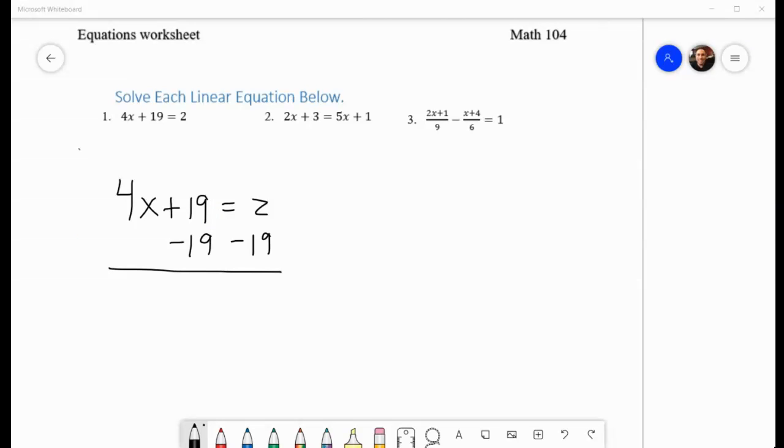Then, well, uh-oh, wrong button. There we go. So then when we do that, right, the 19s here cancel. We get 4 times x is minus 17. Now, are we done yet? Well, not quite. We're getting there, though. What do we want to do next? Well, what we want to do is divide by 4, right? Because, again, you want to get x all alone. So that's what we want to do.